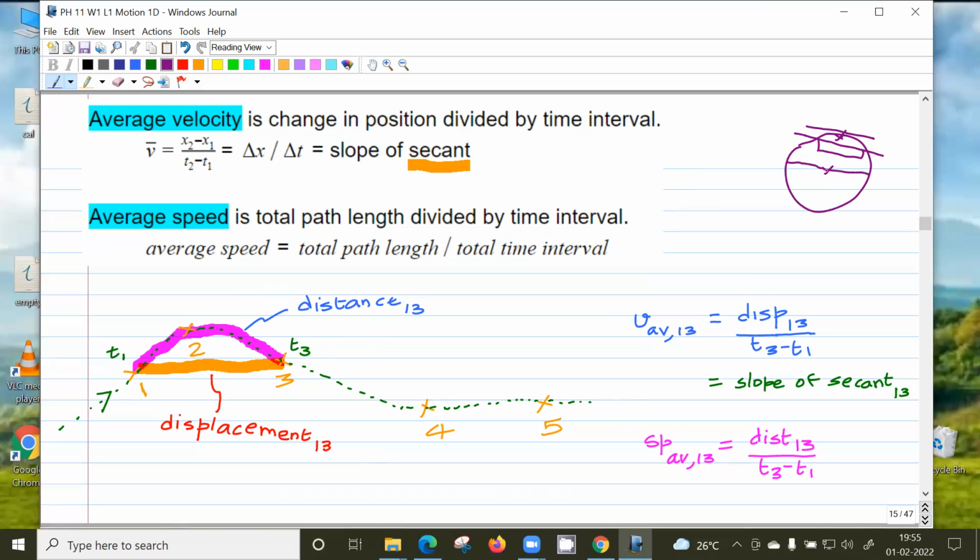Diameter is also a chord, but it's a chord of maximum length. In general, a chord means the two points where the line will cut the curve. Instead of a circle, we have a curve, and this line is cutting this curve at these two points. So the average velocity is this distance delta x by delta t. So that is the slope of the secant.